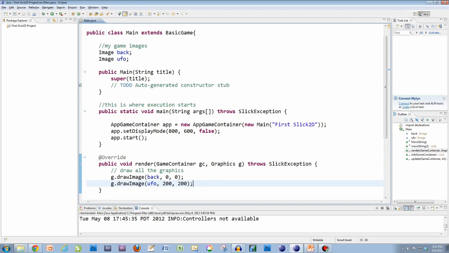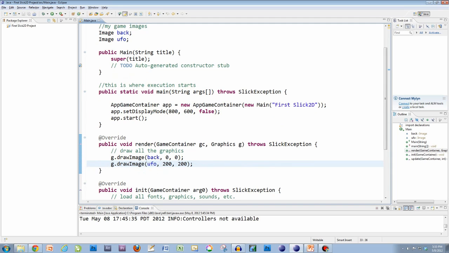So, we're going to take this draw image UFO right here, and I'm drawing it right now at 200, 200. I don't want to draw it at 200, 200. I'm going to change that to x, y. Now, it's going to underline in red. We have some errors, but let me explain what I just did. I'm not going to go into Java in depth because I'm assuming you know a little bit of Java here. But instead of putting 200, 200, I put x, y.